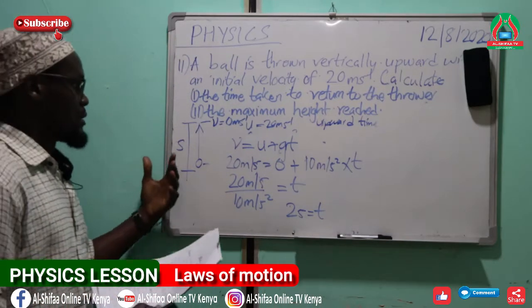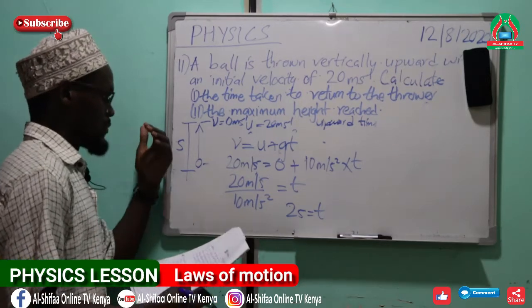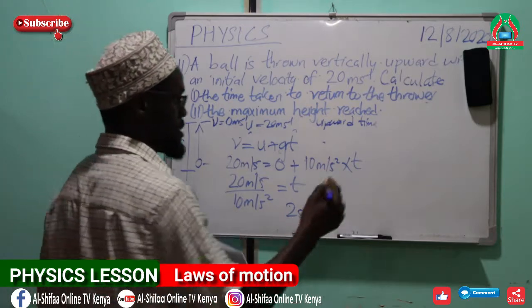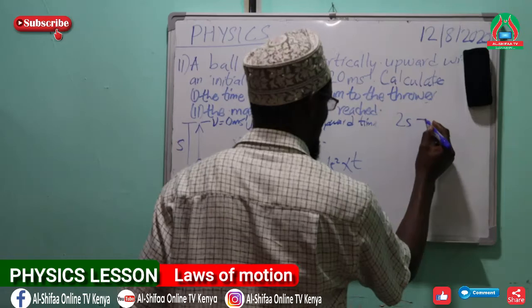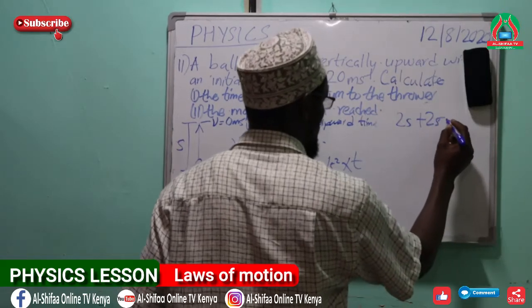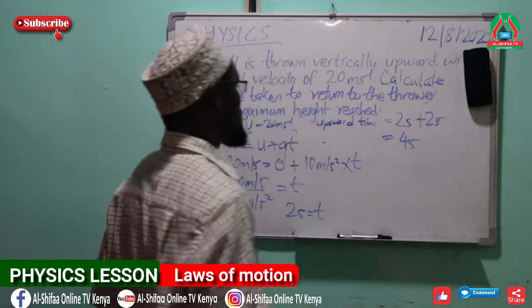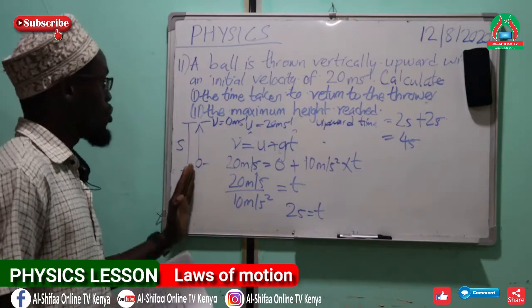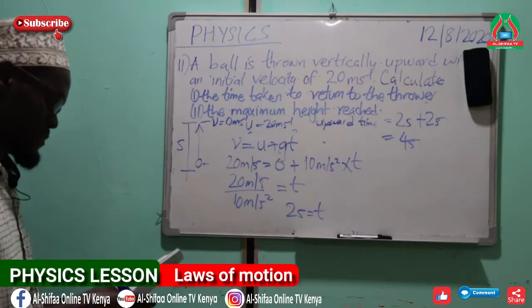So the total time taken for the ball to reach the thrower will be the 2 seconds for upward movement added to the 2 seconds for the downward movement, which gives 4 seconds. So it took 4 seconds for the ball to go to the maximum height and back to the thrower.